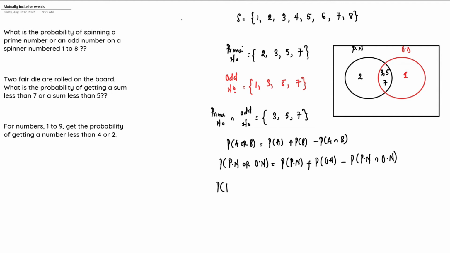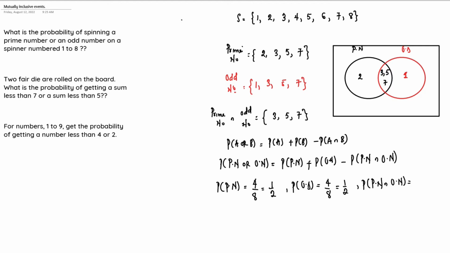So probability of having a prime number is equal to, how many prime numbers do we have? We have 2, 3, 5, 7. That is equal to 4 divided by the total number of sample space, which is 8. So that means 4 over 8, which is equal to 1 over 2. The probability of having an odd number is equal to the number of odd numbers we have in the event divided by the sample space, and that is also equal to 4 divided by 8, which is equal to 1 over 2.